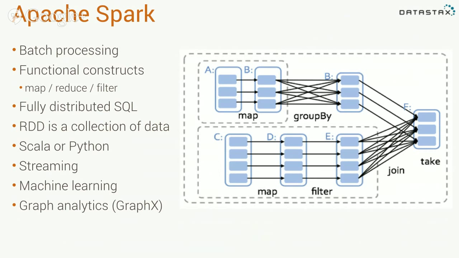You can actually perform SQL over data that you're reading in. So you can take a table in Cassandra, and you can do full SQL on it. You can join against other tables, and it'll be a fully distributed system, or a fully distributed join. You can write these jobs in Scala or Python, or even Java.